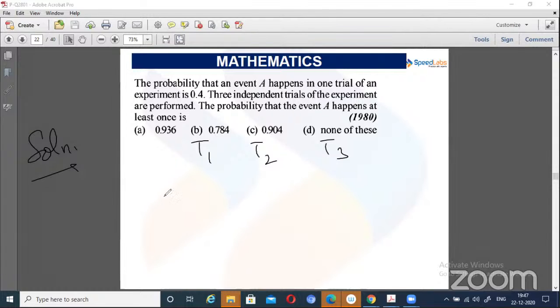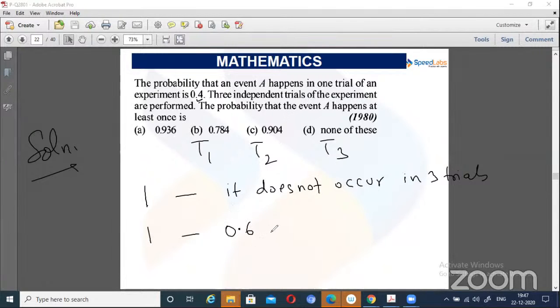So I will do the same thing. 1 minus it does not occur in 3 trials will give you the probability of it occurs at least once in those 3 trials. So 1 minus occurrence का probability 0.4 है and हर trial का result independent होता है. So it will be 0.6, not occurrence in first instance, not occurrence in second, and not occurrence in third. So 1 minus this. You got the concept?